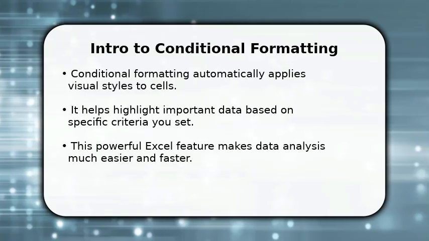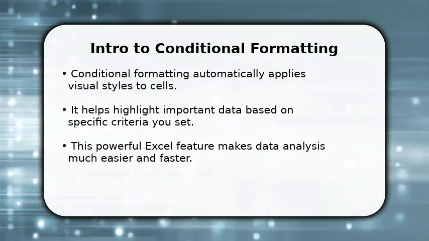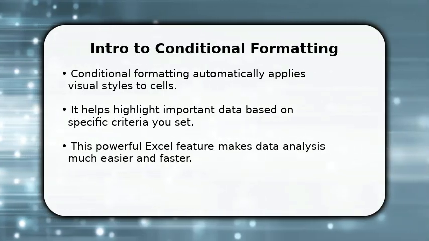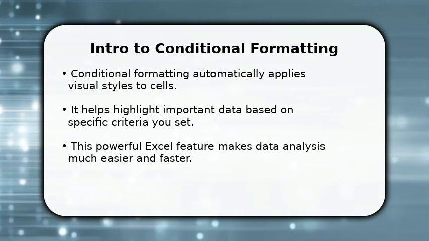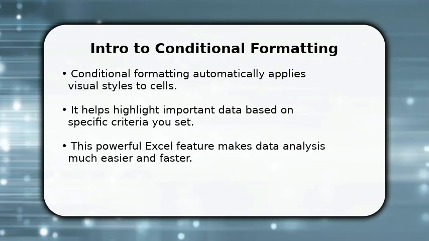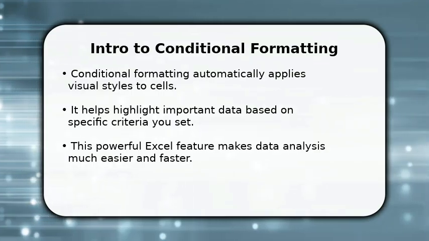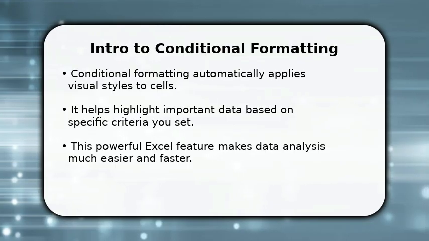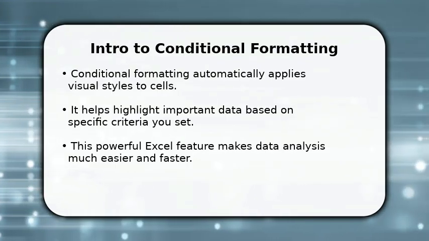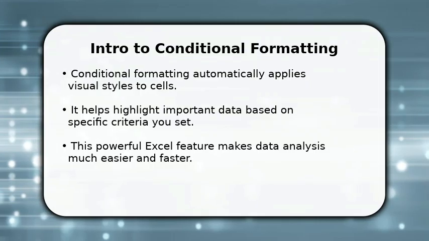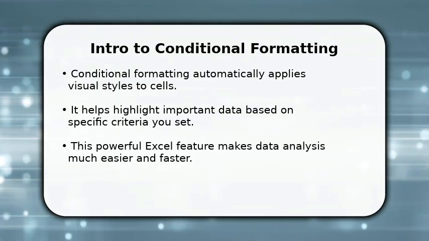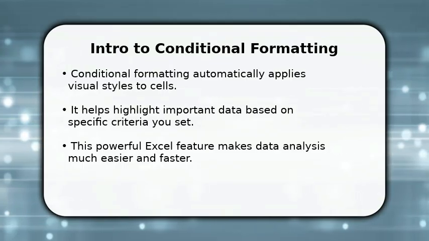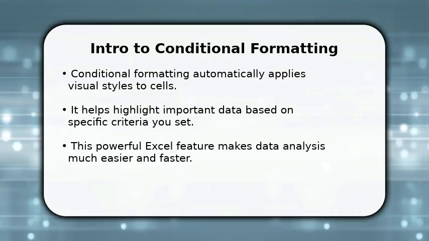In this video, I will explain how to use conditional formatting on Excel. First, open your Excel spreadsheet and select the range of cells you wish to format. Conditional formatting allows you to automatically apply visual styles, like colors or icons, to cells based on their values. This makes it incredibly easy to spot trends, outliers, or important data points at a glance, transforming raw data into actionable insights with just a few clicks.